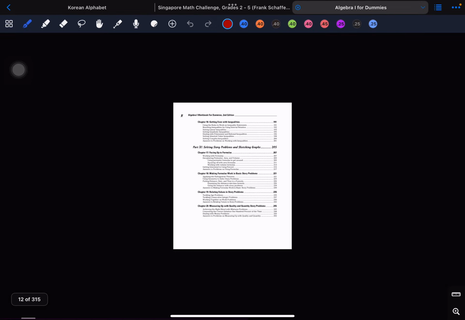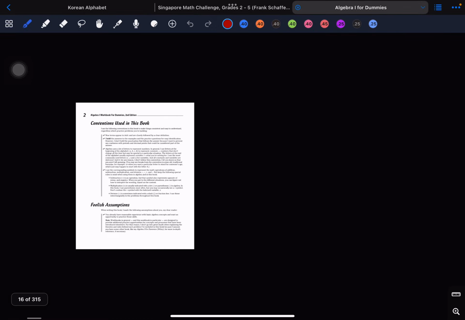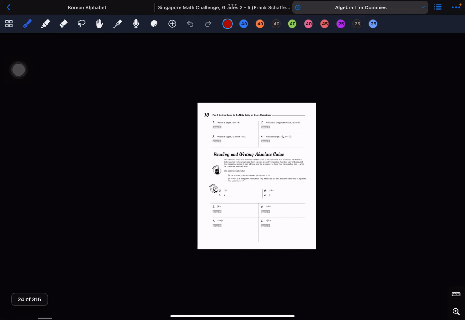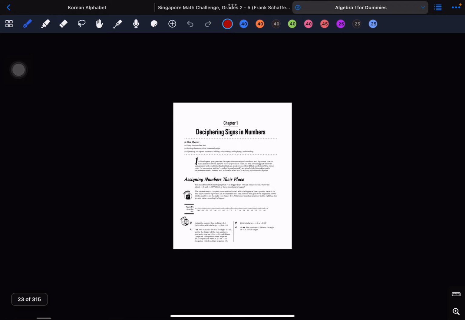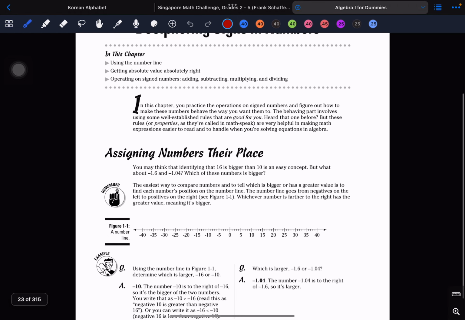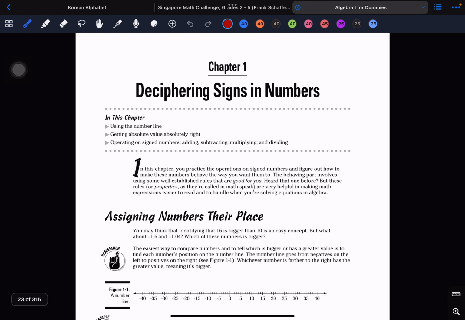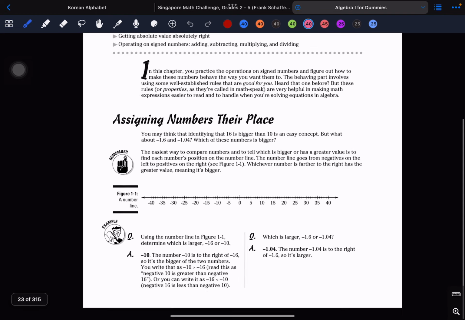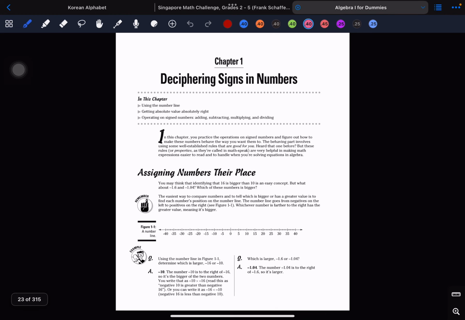Madami yan. Pero, magsimula tayo sa pinakaumpisa. Kasi, sa mathematics, kapag hindi mo na-gets yung pinaka-foundation niya, mahihirapan ka talagang maintindihan ang mga bagay-bagay. Okay. Chapter 1, Deciphering Signs in Numbers.